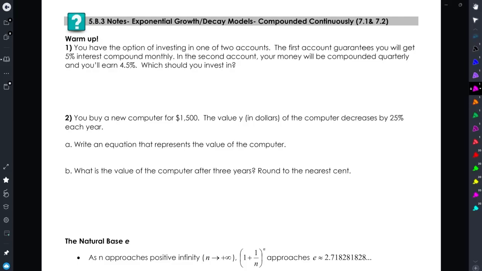All right, 5.B.3 notes, we're going to look at another formula for compounding interest. But before we do that, let's do these warm-up problems.